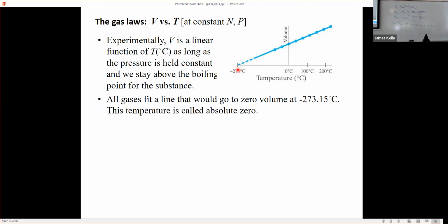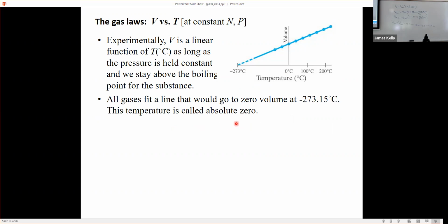And it turns out, experimentally, if you do that, take this data up here and just follow that line, extrapolate out, you would find that the volume would go to 0 at a temperature of minus 273.15 degrees Celsius. And amazingly, that's true for all different kinds of gases. You take nitrogen gas, take argon gas, all of them are going to give the same result. So this temperature seems important.